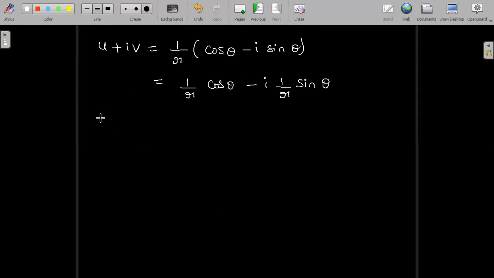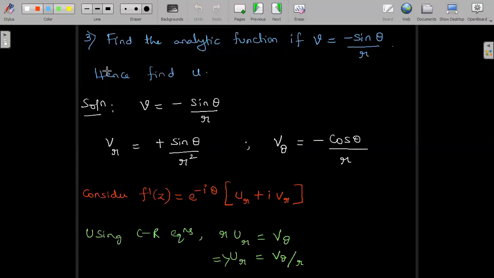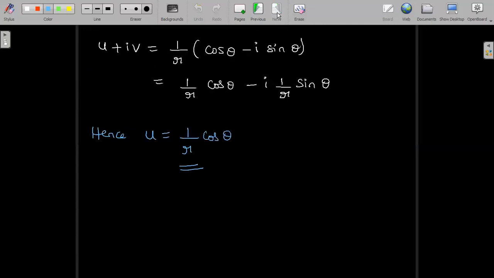Now equating the real part, what we want is u. So let us equate the real part to obtain u. Hence u is equal to 1 by r cos theta. And we observe that the given v was nothing but minus 1 by r sin theta itself. Let us check that once. This becomes actually a verification. So v is minus 1 by r sin theta. So we obtained the correct v. So we can obtain u by equating the real part, which is 1 by r cos theta. So this is how we work a problem in the polar representation.